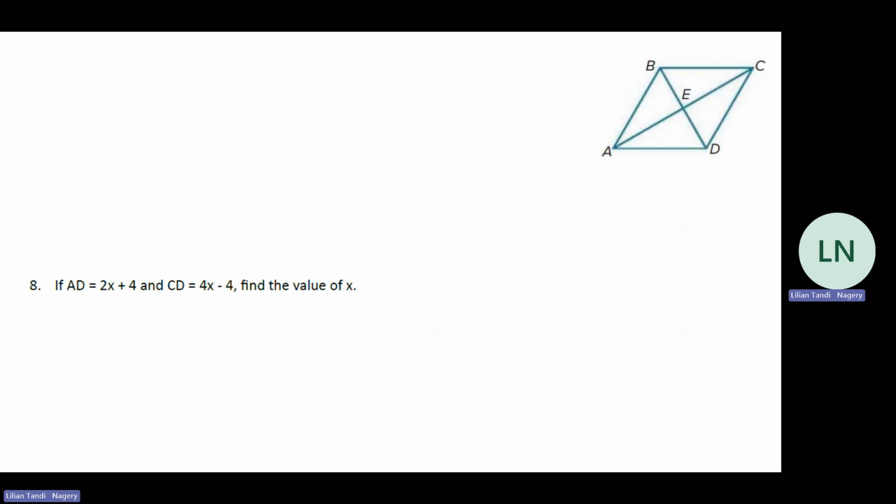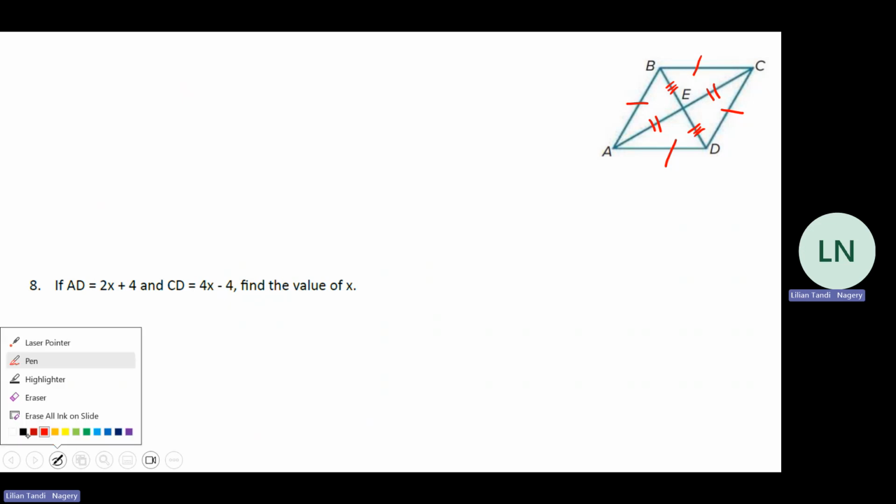What are we talking about? We are talking about sides of a rhombus. We know that this side is equal to that side, which is equal to this side and equal to that side. We know this is equal to this. We know this is equal to that. Okay? Now, what do we have? Let me change my pen.